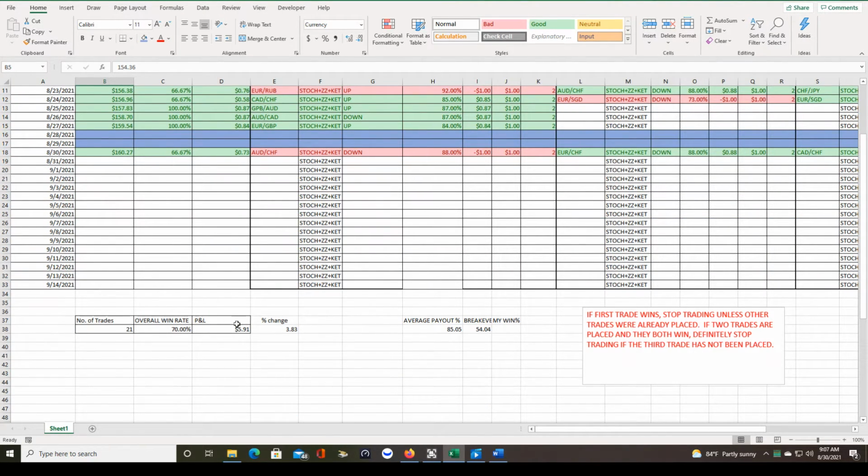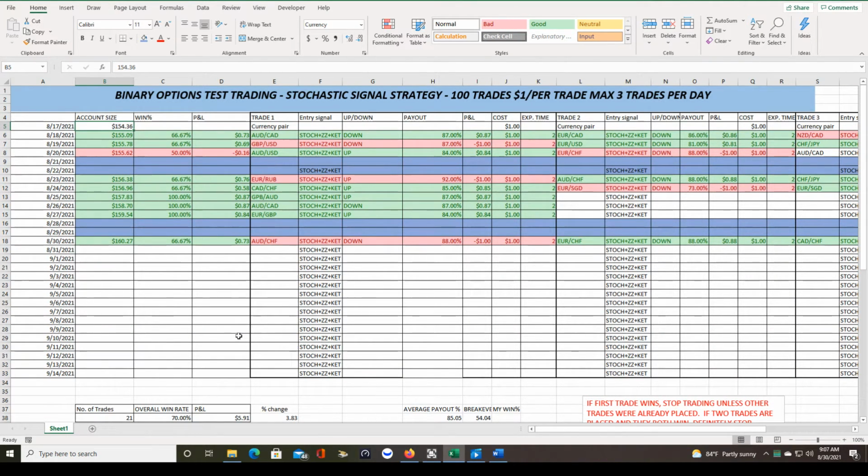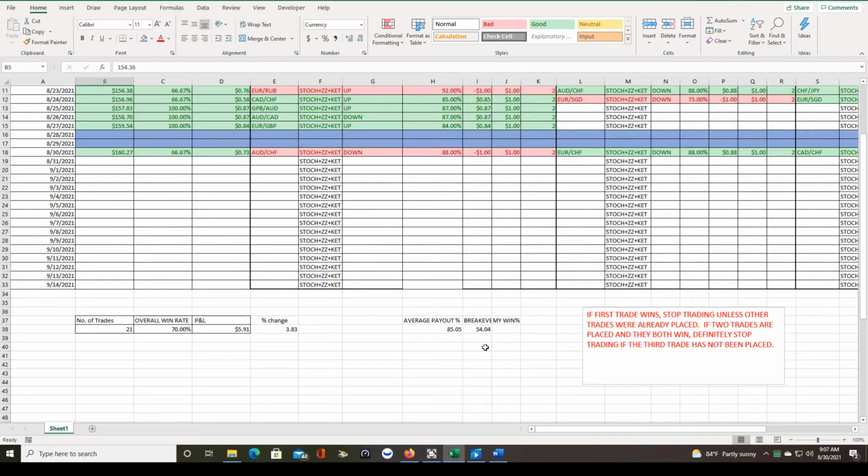And number of trades so far, 21. Our overall win rate is 70%. Based on the P&L so far is just under $6. And percent change on the account is 3.8%. We just started trading this really a couple weeks ago, so not too bad. Actually, not even 2 full weeks. Average payout 85%, and that makes my break-even win rate about 54%. So we're well above that.